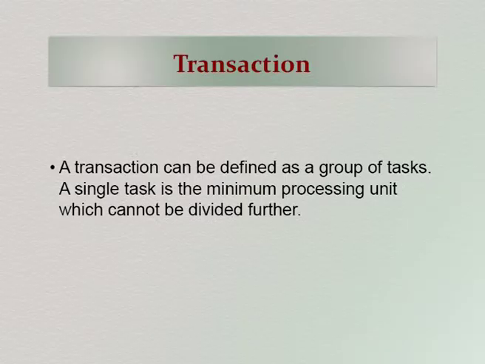Before moving ahead, let us start with the definition of a transaction. A transaction can be defined as a group of tasks. A single task is the minimum processing unit which cannot be divided further. This particular transaction consists of several operations, low level tasks. Each and every transaction is divided into low level jobs which need to be fulfilled. Until and unless all the tasks specified in a transaction are completed, we can't say that the transaction is successful.